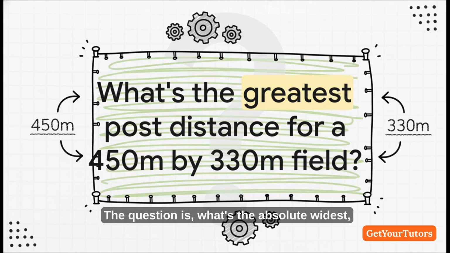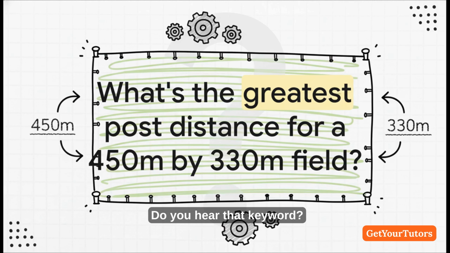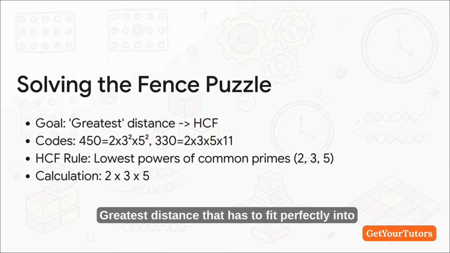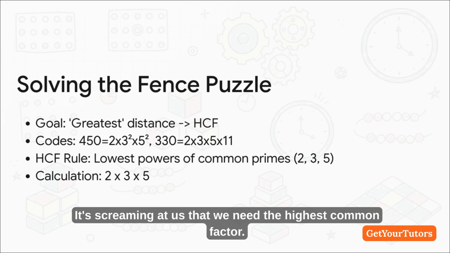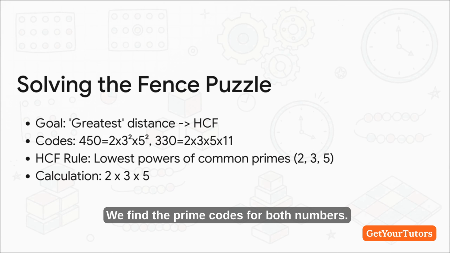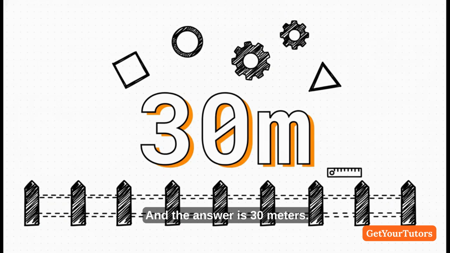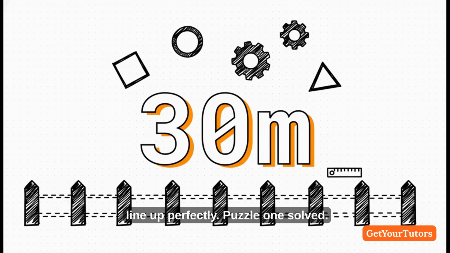What's the absolute widest, the greatest, distance we can put between them so they still line up perfectly? You hear that keyword? Greatest distance that has to fit perfectly into both 450 and 330. That's a huge clue. It's screaming at us that we need the highest common factor. So we do our thing. We find the prime codes for both numbers, we look for the prime factors they have in common, that's 2, 3, and 5, and we multiply their lowest powers together. And the answer is 30 meters! That is the biggest possible gap we can have between our fence posts for everything to line up perfectly.